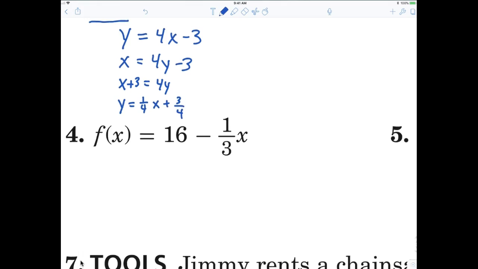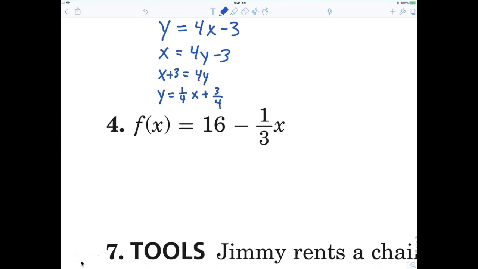Now, again, some of you are not understanding fractions. If you're not understanding fractions, tell me. I don't know how you got 1/4. I don't know how you got 3/4.